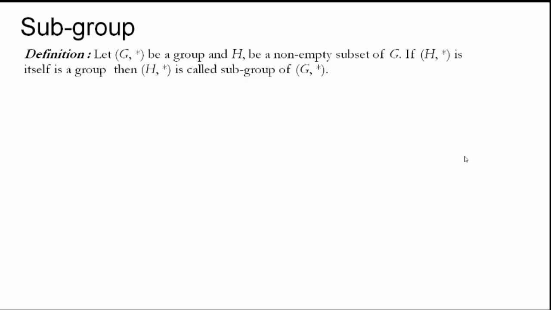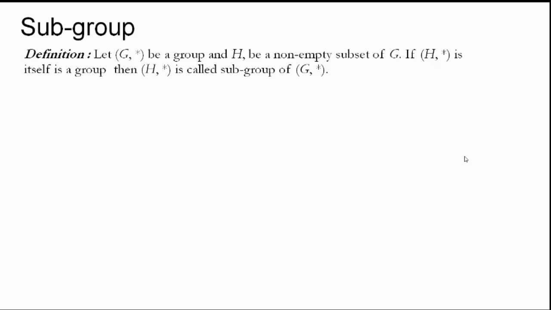If (H, *) is itself a group, then (H, *) is called a subgroup of (G, *). So when can you say a particular given set is a group? If you use any operator and apply this operator on the elements, and it follows properties like closure property, inverse, and the identity property, then it is a group.